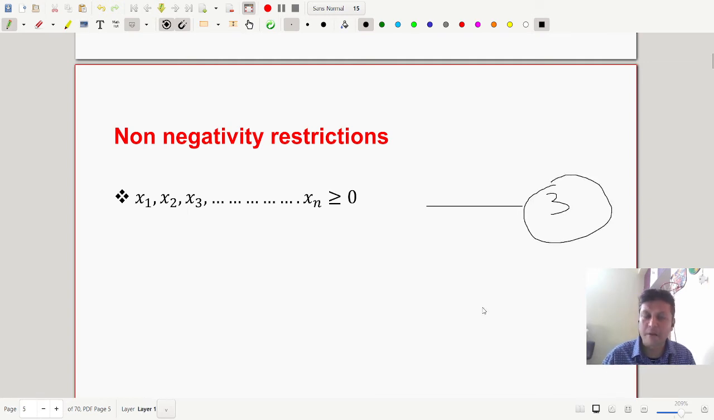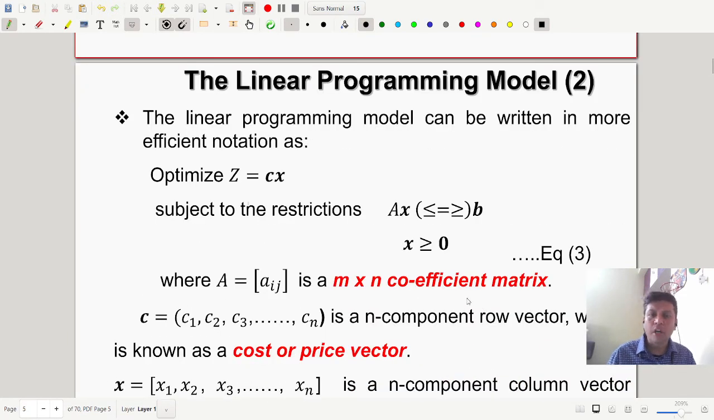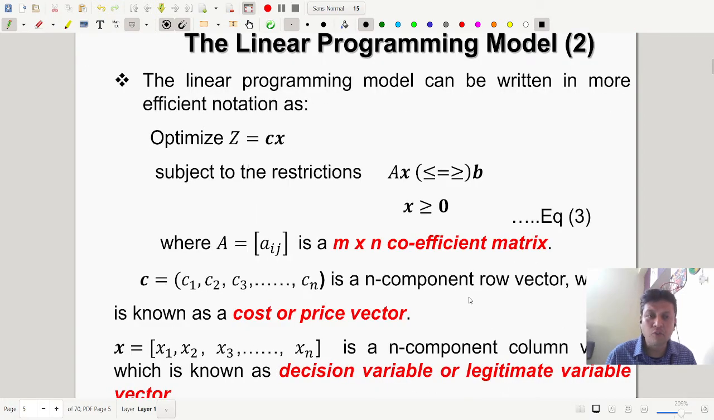These are the three parts. So a linear programming model can be written in a more efficient notation if you want to write in a matrix notation. So we can write optimize z equal to cx. Optimize means maximize or minimize. So z is the objective function, c is an n component row vector, which is known as the cost or price vector.